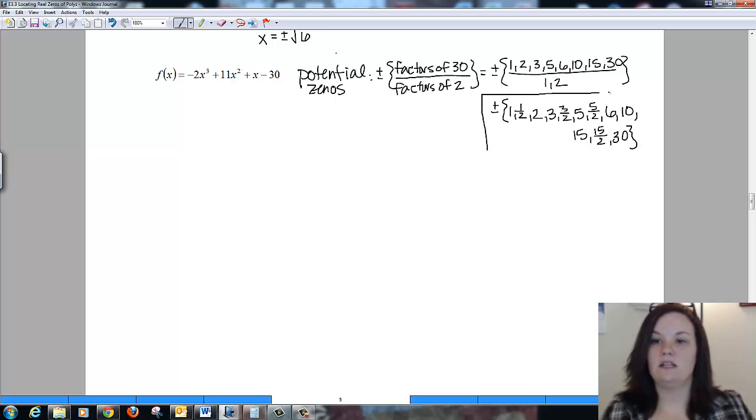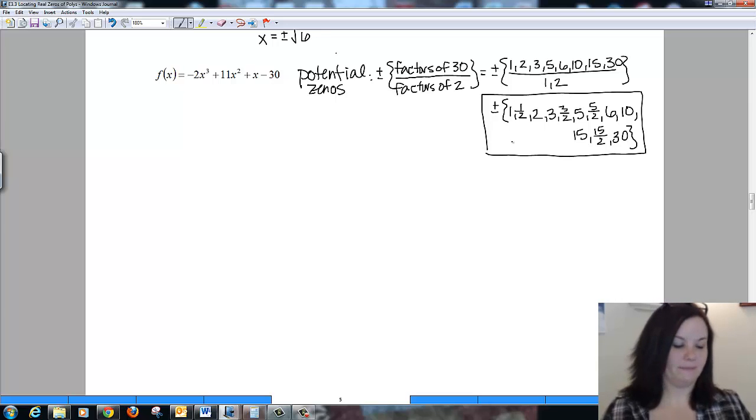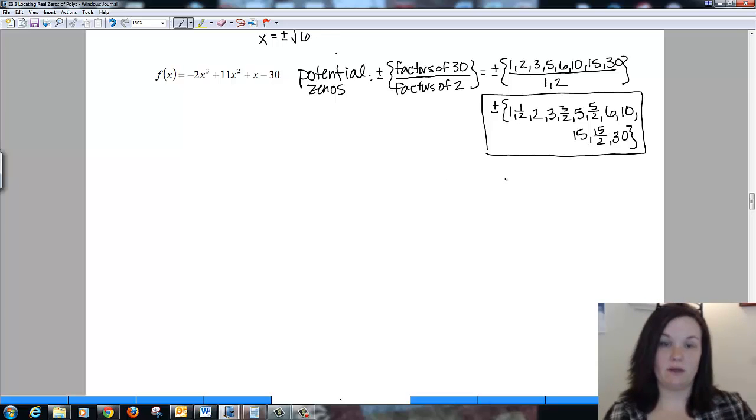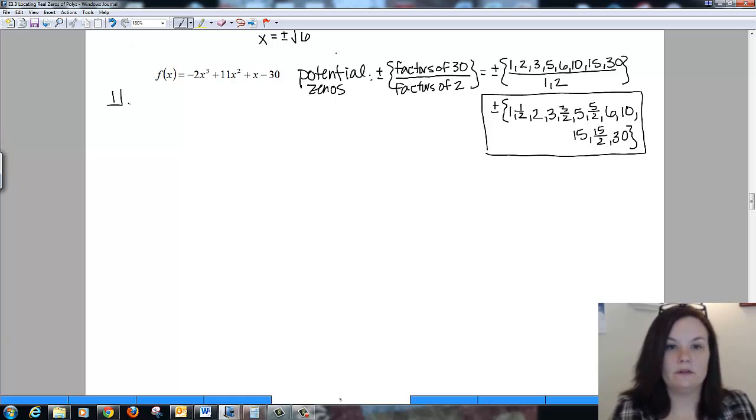So these are all my potential zeros. Hopefully we don't have to plug all those in. Sorry, I ran out of room a little bit. Now that we have all of our potential zeros, we're just going to start plugging them in with synthetic division. I always start with 1, why not? Then I'm going to write out my coefficients. I'm not missing any terms, so I have -2, 11, 1, -30.